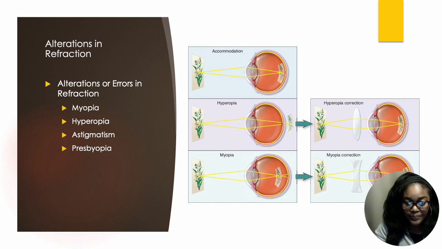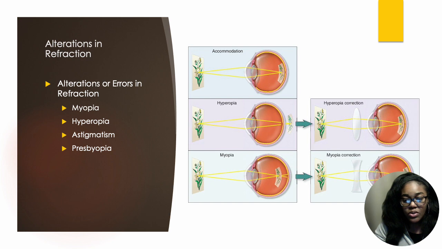As you see here in this photo, when you have myopia, the image is in front of the retina, whereas when you have hyperopia, the image is behind that retina. So again, you need a convex lens to fix hyperopia, and you need a concave lens to fix myopia.